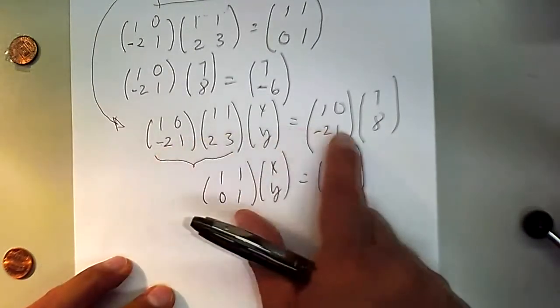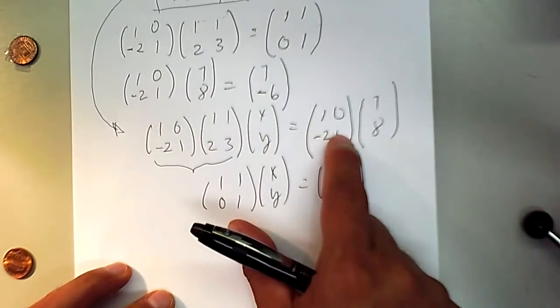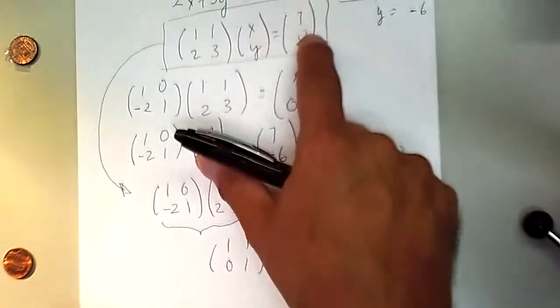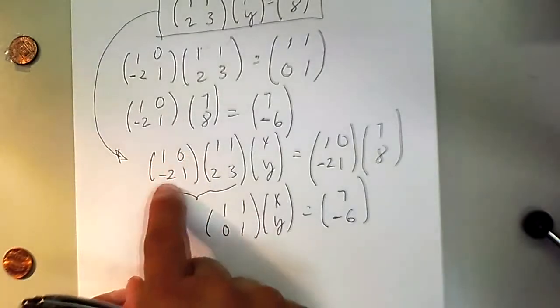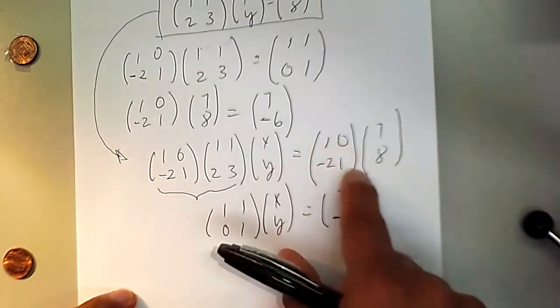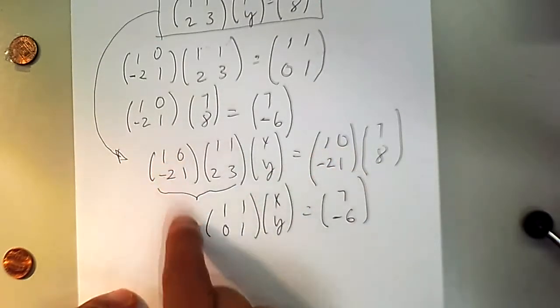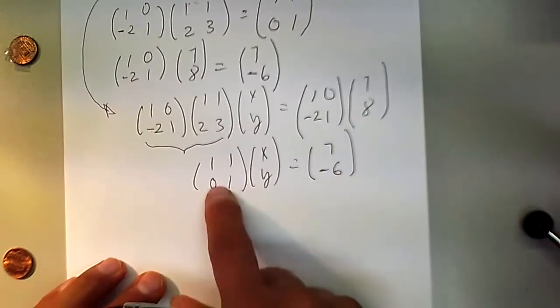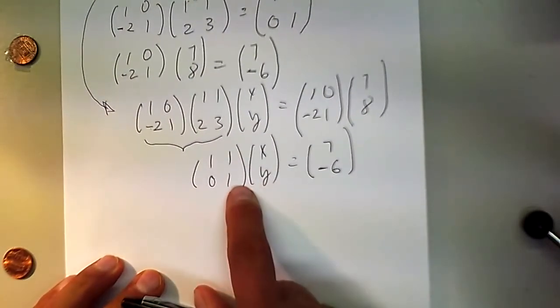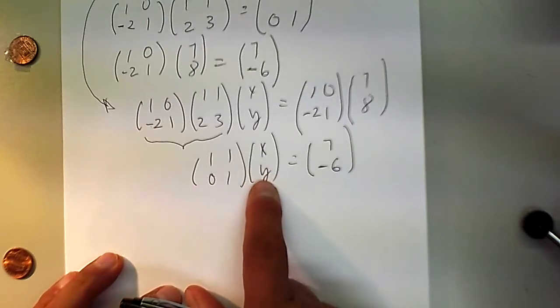All right, so we multiply both sides of this equation by 1, 0, -2, 1. There it is, 1, 0, -2, 1. When we multiply, we get this matrix. And now it is easier to figure out what the variables should be.